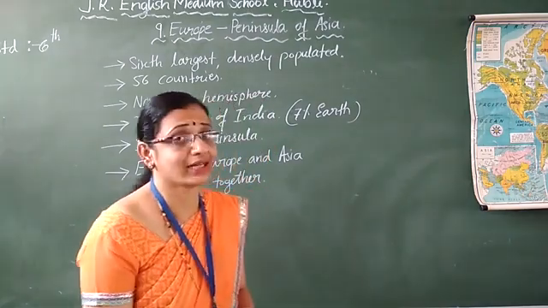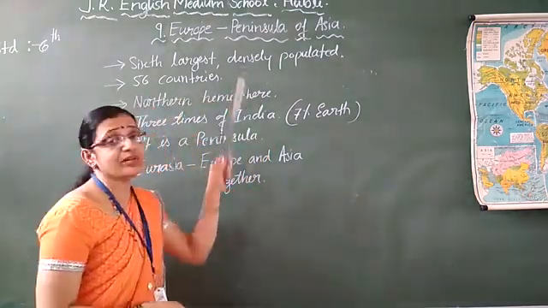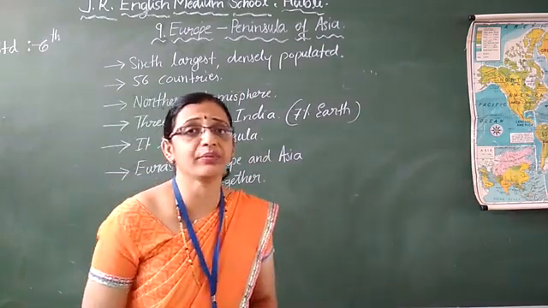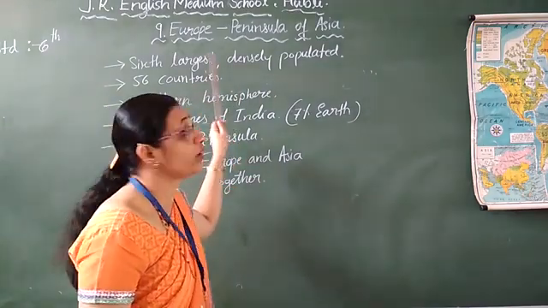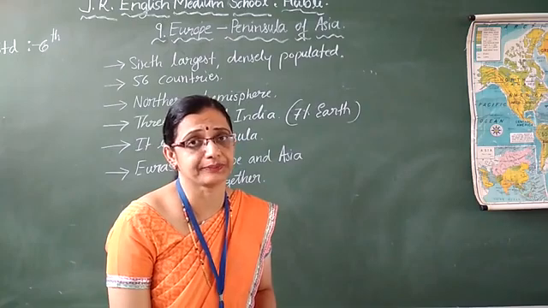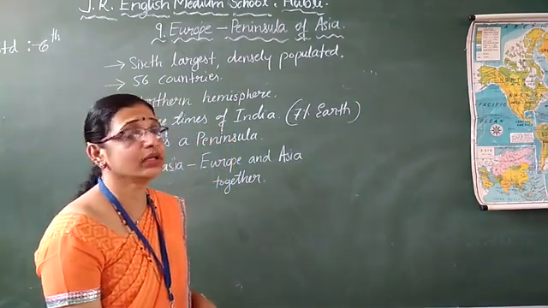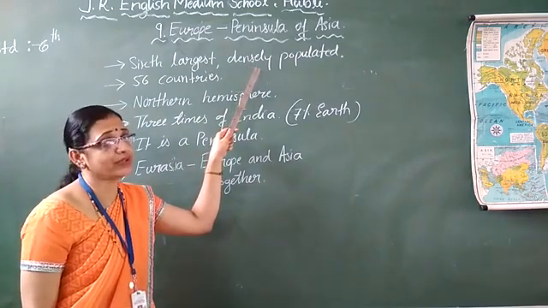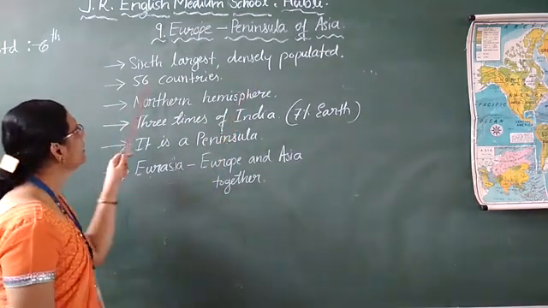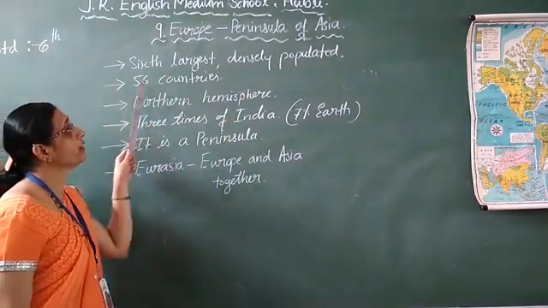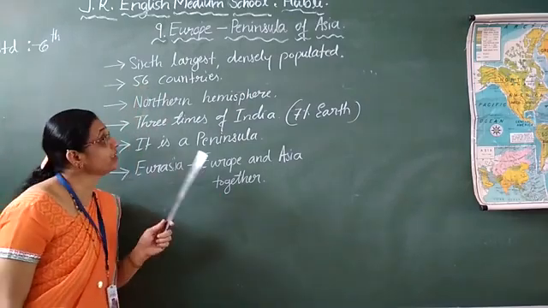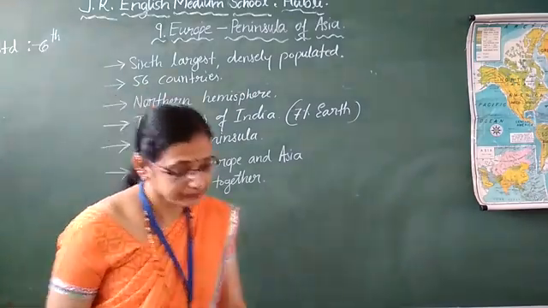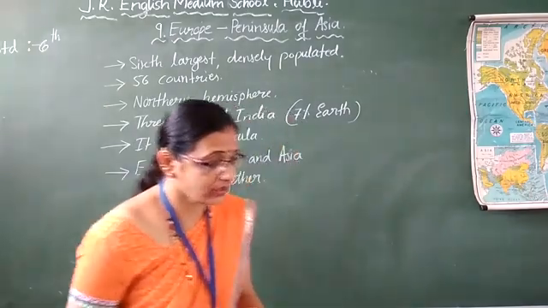It is the sixth largest, but it is densely populated, very thickly populated, because the Europe continent is a rich continent, children. Because it is rich, it is densely populated. Population is very high. Then in the Europe continent there are 56 countries.